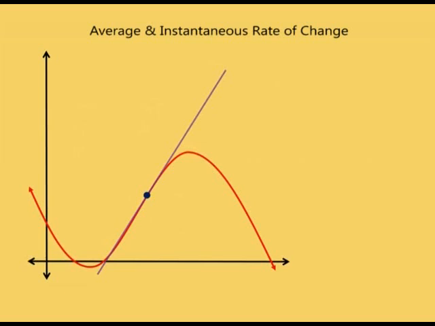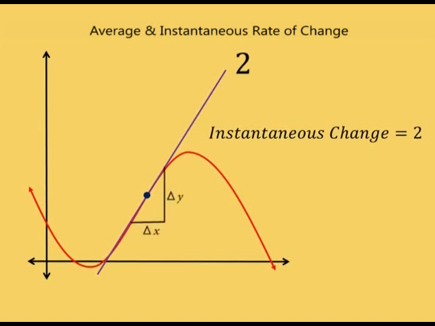And so the instantaneous rate of change at a point on a curve is the gradient of the tangent to the curve at that point. It is the measure of change in y with respect to x. The gradient function of y is equal to x raised to power n.